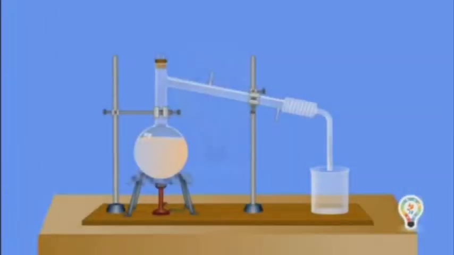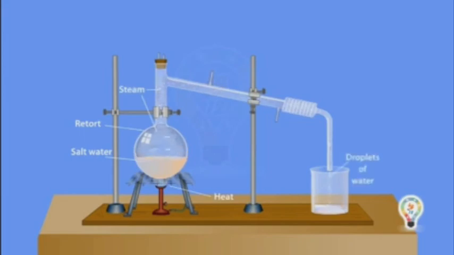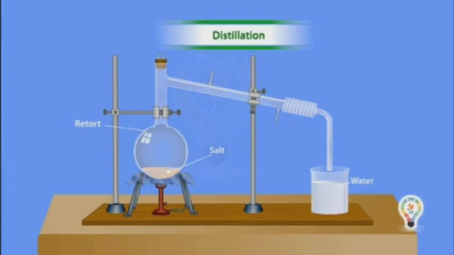So to do the distillation, we have taken salt water in a retort or round bottom flask. Heat the salt water. When the water reaches 100 degrees Celsius, it will start converting into steam. The steam will pass through the condenser and it will collect in the beaker. So this is the method of separating water from the mixture, called the distillation process.